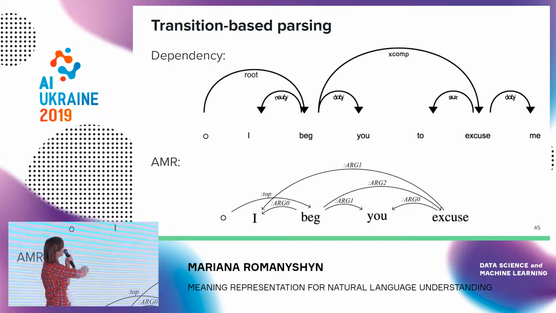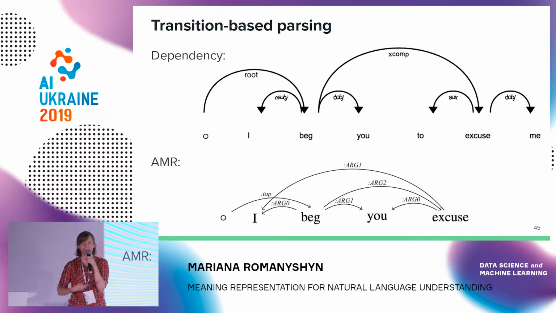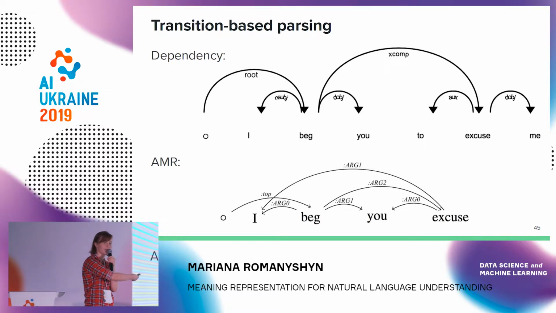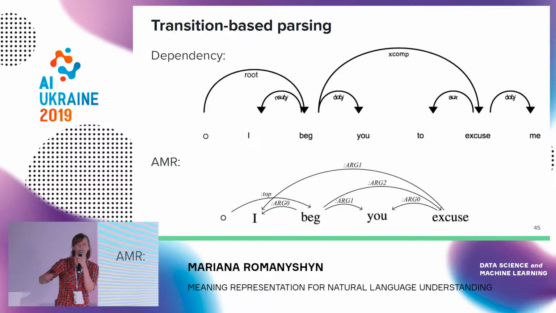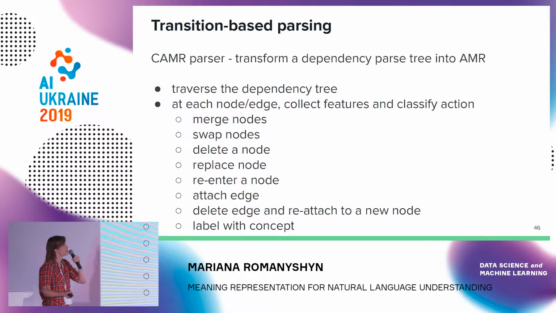And it doesn't have a relation to you, so we have to add this relation too. So you might get the intuition that we can simply take a dependency tree and do a series of transformations to get an AMR graph out of it. This is what the CAMR parser does. This is another open source AMR parser that you can find on the web. It transforms the dependency tree into an AMR.